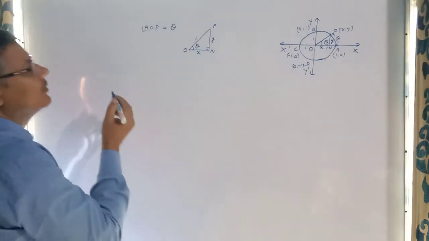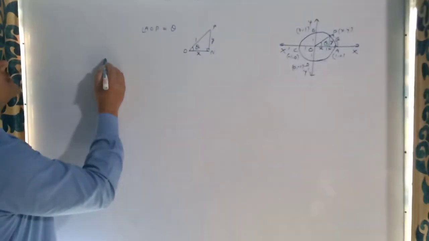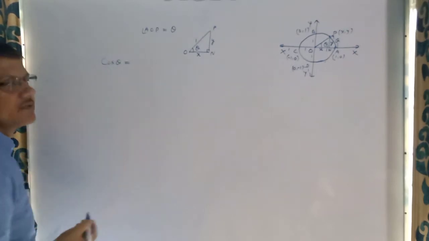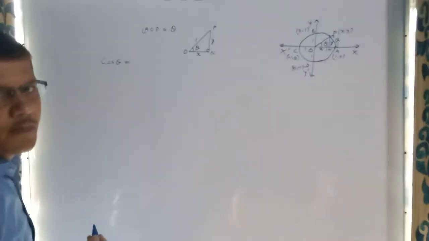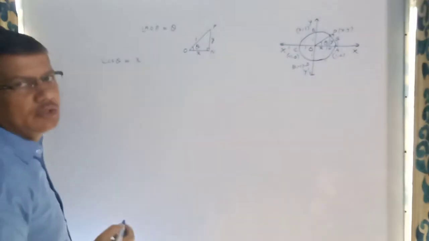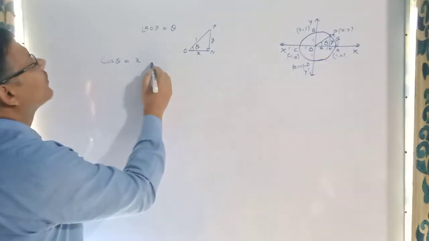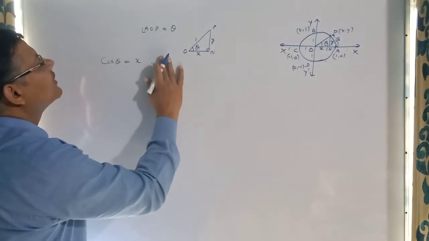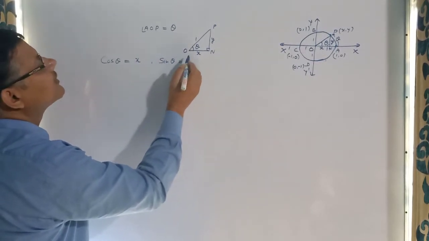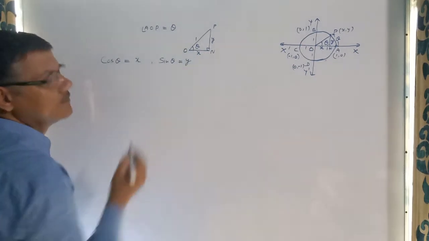So in this triangle, by the definition of cos theta, it is base by hypotenuse. For this angle the base is x, so it is x by 1, written as x. What about sin theta? Here we get sin theta as y.